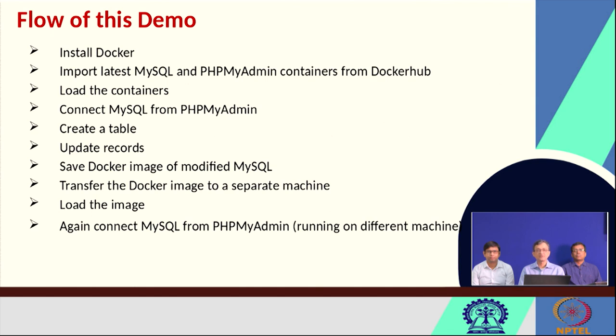Save the Docker image of the modified MySQL at the source end, transfer the Docker image to a separate machine or the destination machine, load the image at the destination machine, and again connect MySQL from PHP MyAdmin running on a different machine. It may run on a different machine also, right. That is, whether it is the same machine or other machines, right. So, this is the whole thing we want to show.